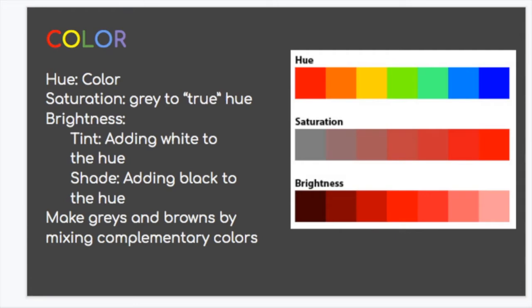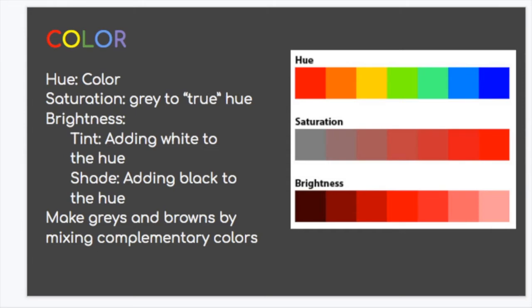And then there's saturation, which is like a gray scale of a color. So desaturated would be gray, and then fully saturated would be the true hue color. And then there's brightness, which goes from black to white, and in the middle would be the true hue full saturation color. So when it comes to brightness, a tint is adding white to the hue, and a shade is adding black. And then you make grays and browns by mixing complementary colors.